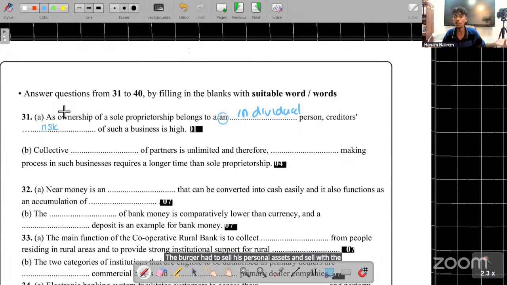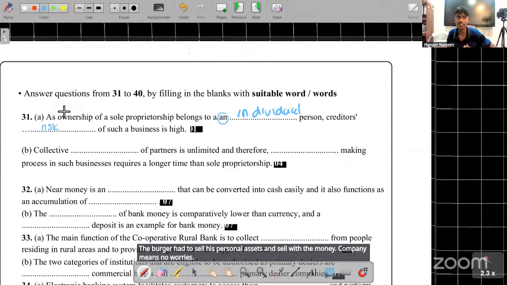In a company, no worries. Anyway, the company can settle. Owners no need, the company will settle. Here, owners have to settle their personal money as well. So do you think the owner will sell his home, his car and settle? No, right? So creditors risk is high. So creditors have a high threat.